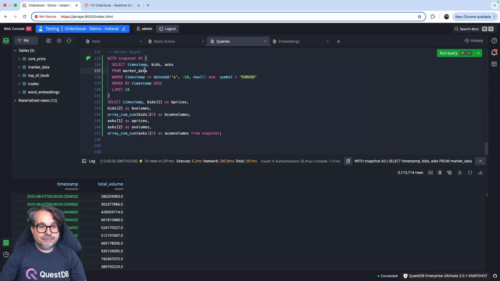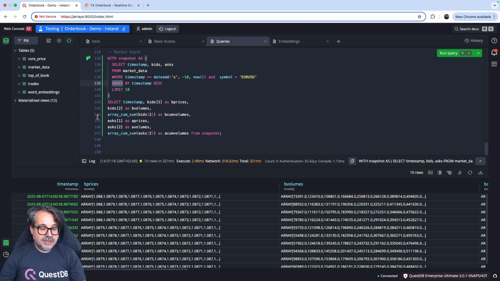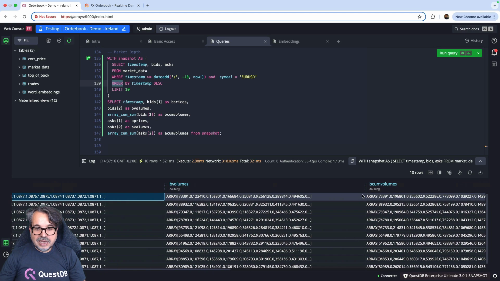What I'm doing here first is getting the latest 10 rows for EUR USD. And with those, I'm getting the timestamp, I'm getting all the prices, I'm getting all the volumes, I'm getting the cumulative sum for all the volumes, and then I'm getting the same for the ask. So for the bids and the ask. What this query gives me is this: the price at the first level is 1.088, and these are the volumes, and these are the cumulative volumes.